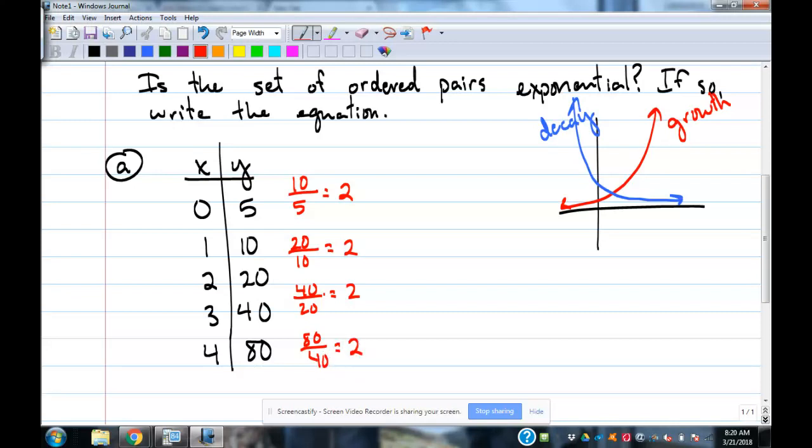If the ratio of your y values, when x is going by the same amount each time, I'm about to sneeze. It won't. I'm waiting for it to come. It won't go out. Now it's gone.